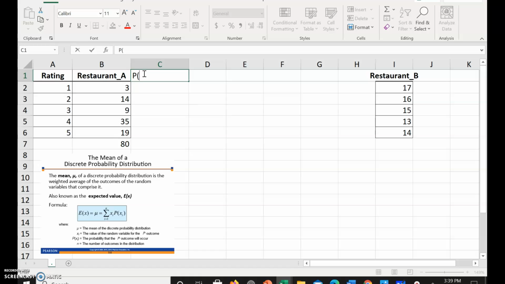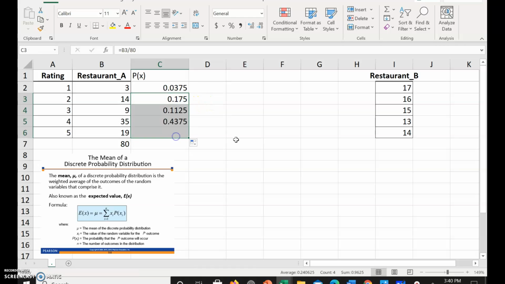So now we're going to get P of X. And the way you do that is you take, just like you do your relative frequency, you take your frequency and divide it by the total number of frequencies, which is N. It's the total of the sample. So there's the first one. And then you're going to do this for each one. Divide it by 80. And so those are our probabilities here.